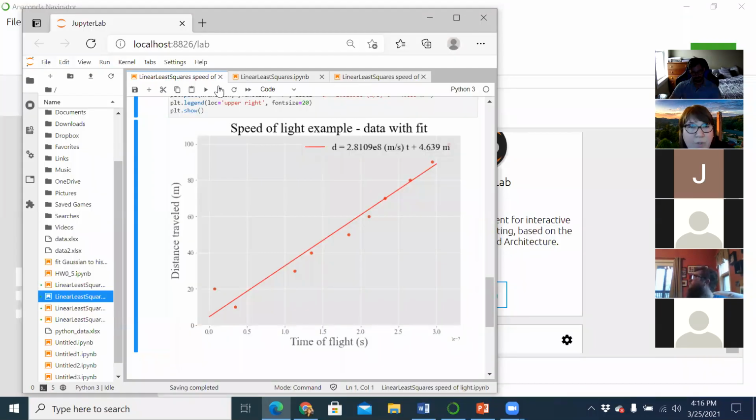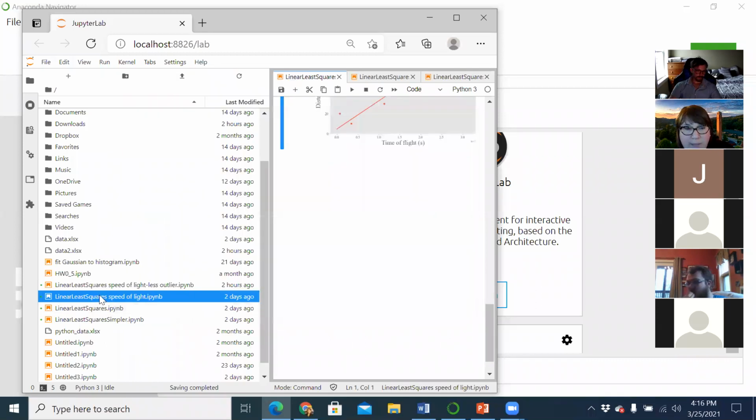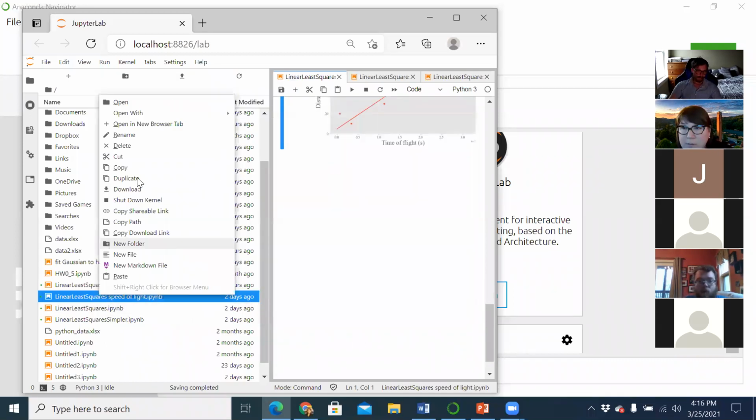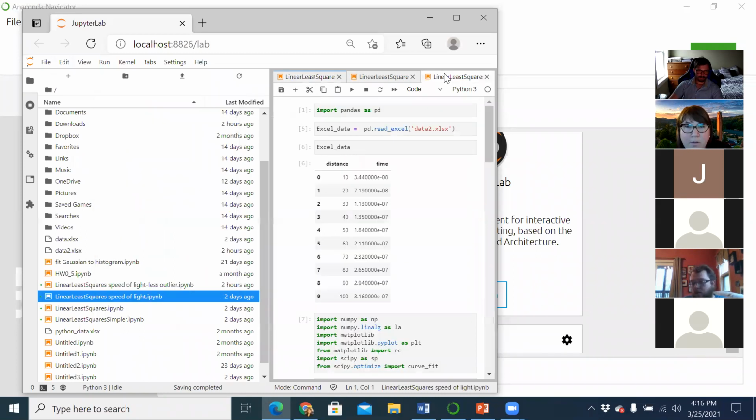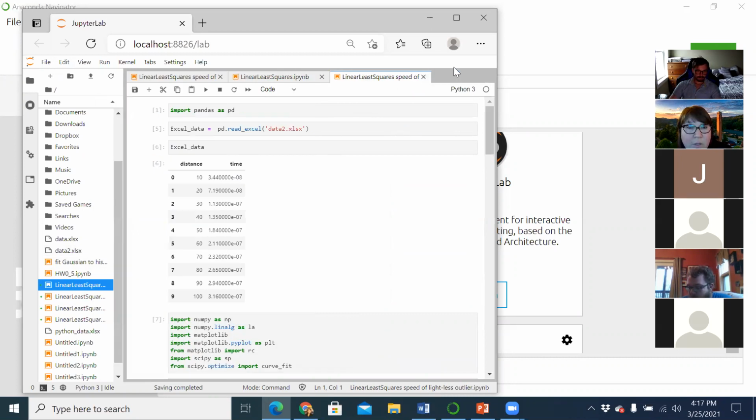I took my old code, linear least squares speed of light, right-clicked that and hit duplicate, and renamed it linear least squares speed of light less outlier. In case y'all didn't know you could do that, I'm just showing you. Then I just put data 2 here and ran the whole thing over again with the new code and the new data set.